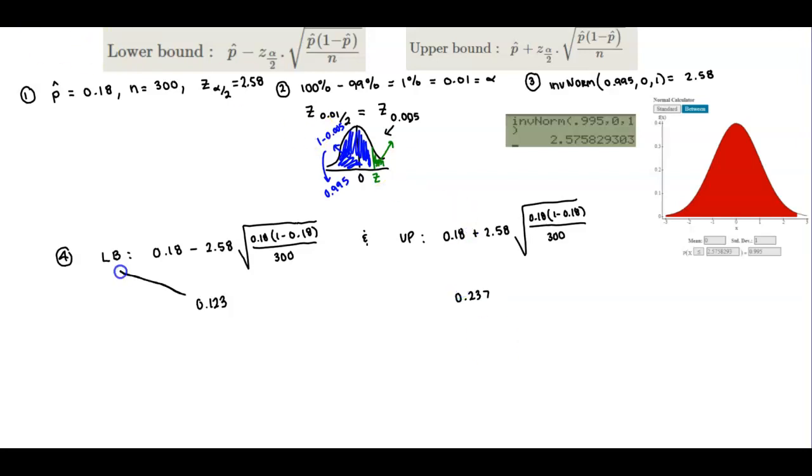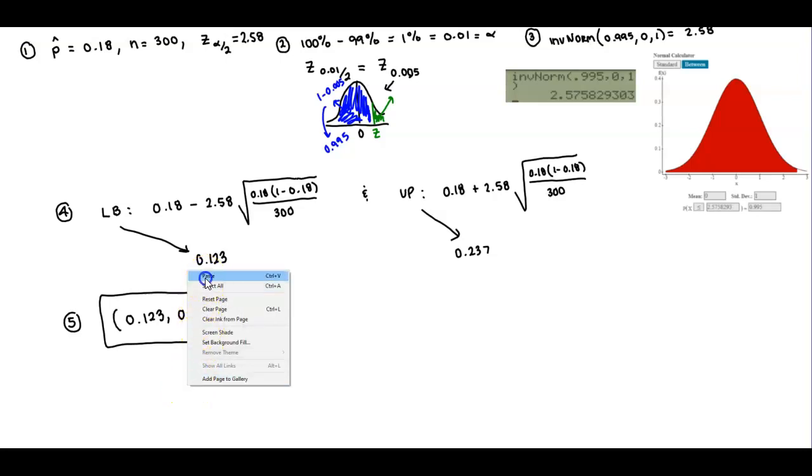And so therefore this represents our lower bound. This is our upper bound. So we write this as a confidence interval. The lower bound is going to be 0.123 and the upper bound is 0.237. So there is the confidence interval.